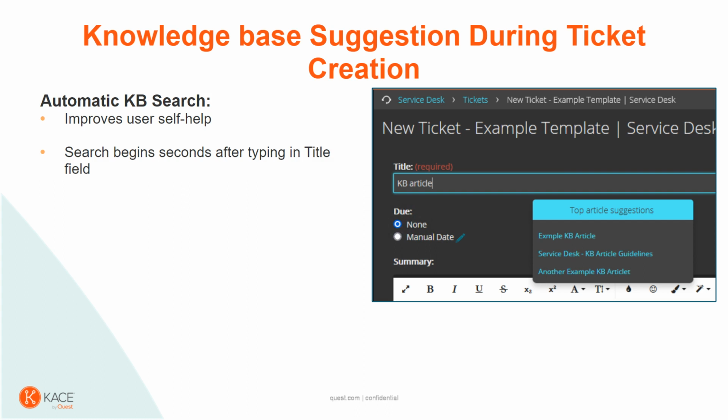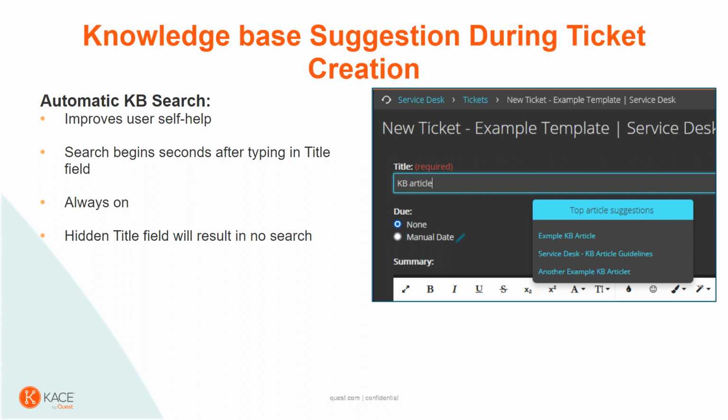Any created KB articles that match parts of the phrase entered for the title will be displayed in the box labeled Top Article Suggestions. The suggested knowledge base article feature is always on and cannot be turned off, but does not require any extra effort to ignore when results are not relevant.